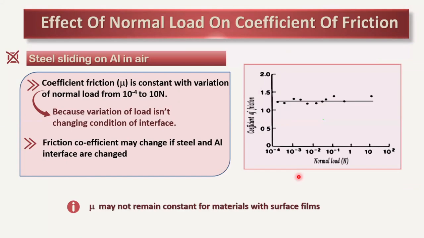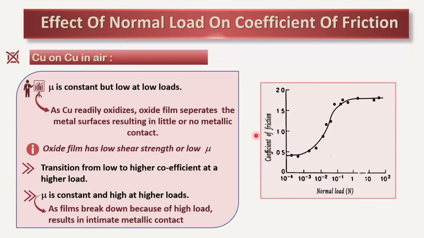Now we will see the effect of normal load on coefficient of friction. The first example is steel sliding on aluminium. Here the coefficient of friction is constant for a large variation of normal load. This is because there is no change at the interface. Changes occur when the material has surface films or the interface is changed. This is an example of a material with surface films.